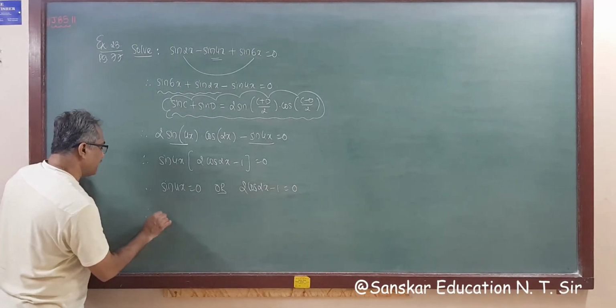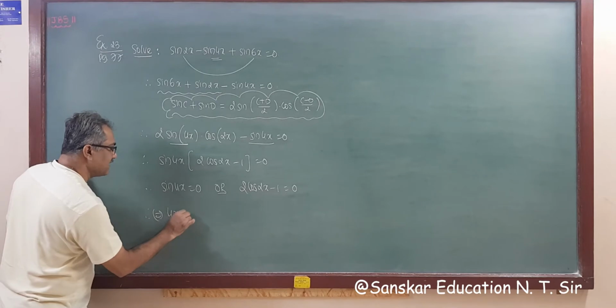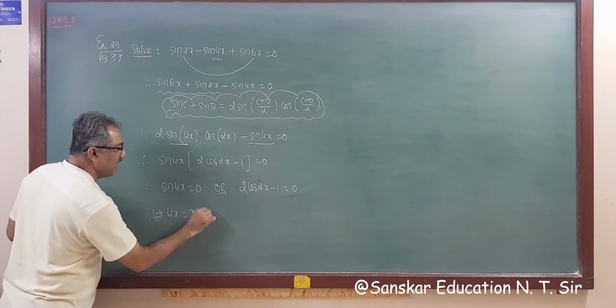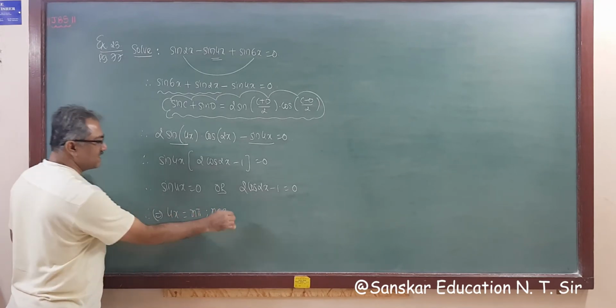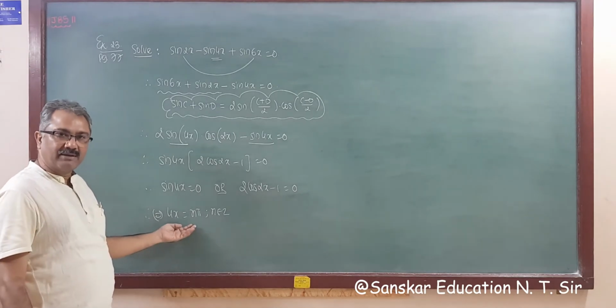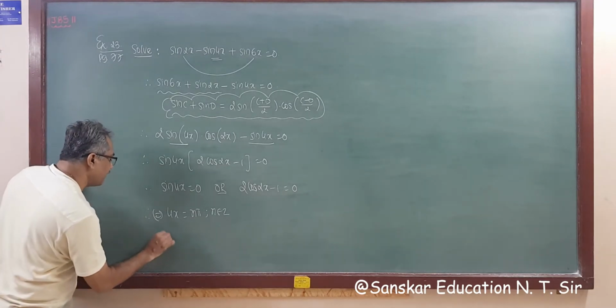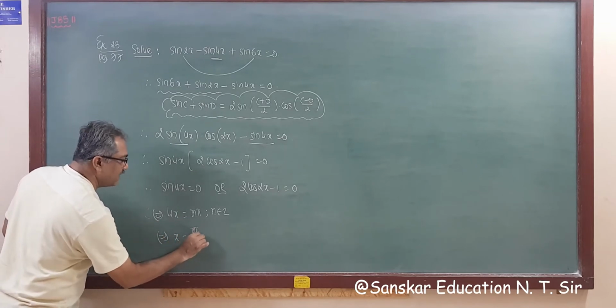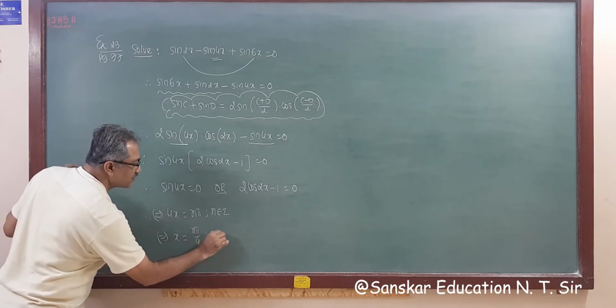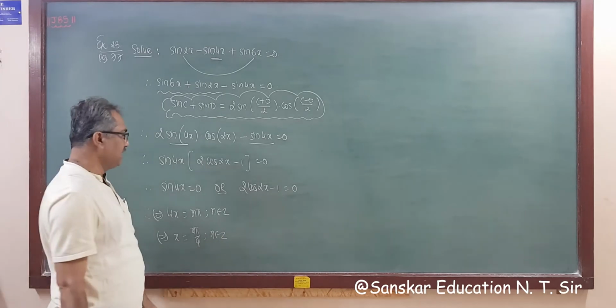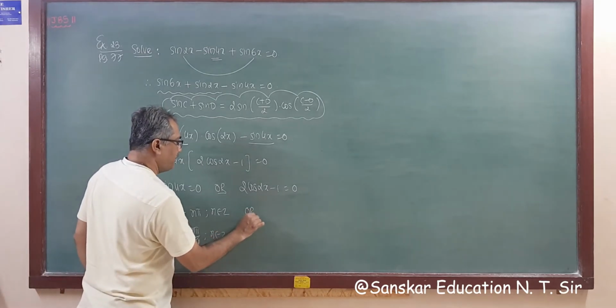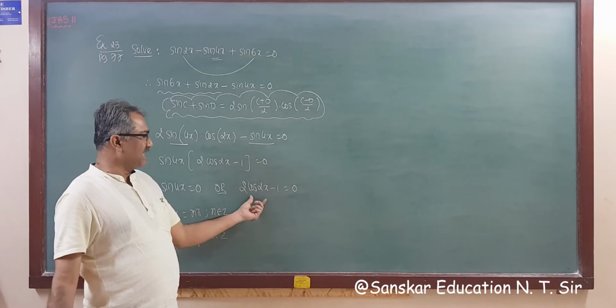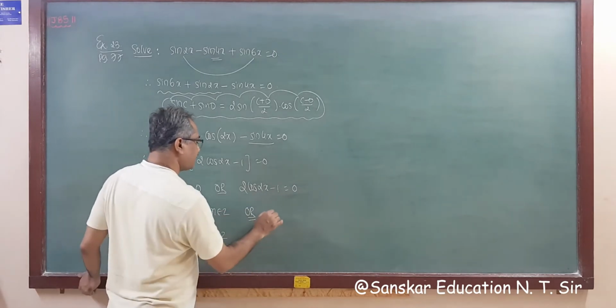So this double implies what we get? 4x is equal to n pi, n belongs to Z, that is the set of zeros for sine, you know very well, right? So we have to find out the value of x. So x is equal to n pi by 4, n belongs to Z, this is one of the solutions. Now or this 2 cos x is equal to 1.